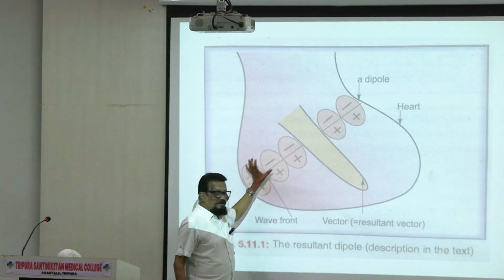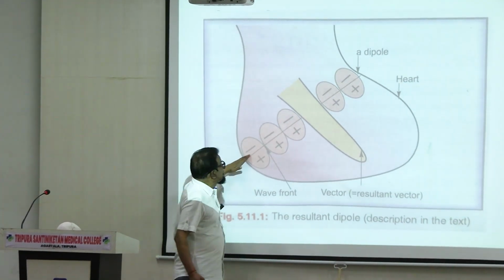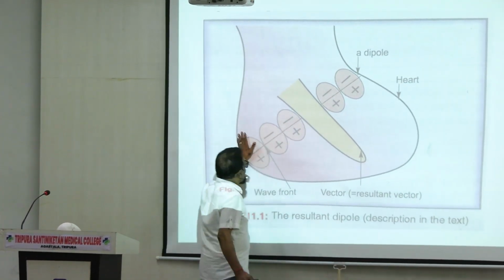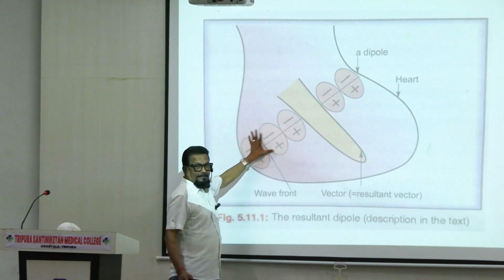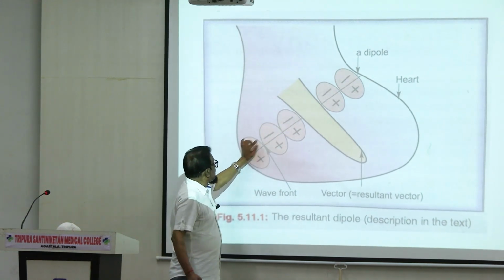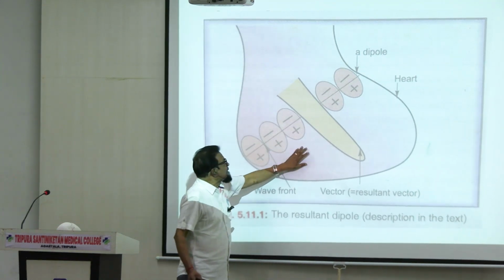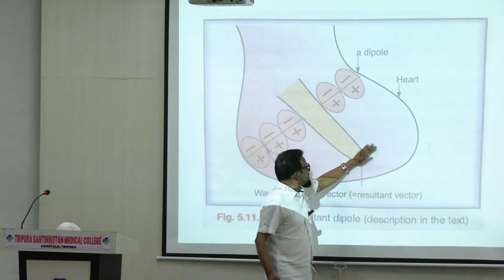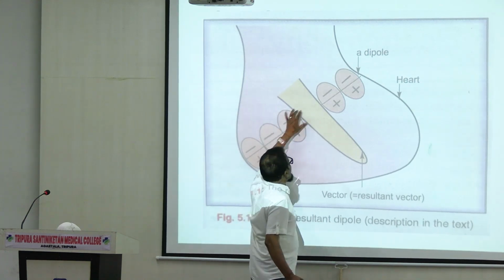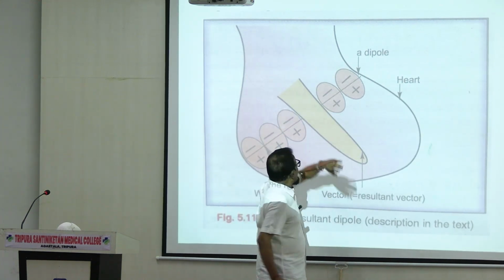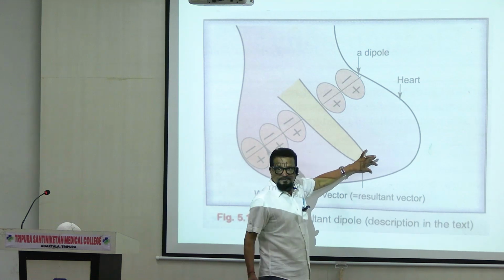So this is the dipole and this is the activation front. Now these cells are depolarized. At the next moment these will be depolarized, and in this way the activation front will proceed. When all these dipoles are summated, we will get a mean axis.